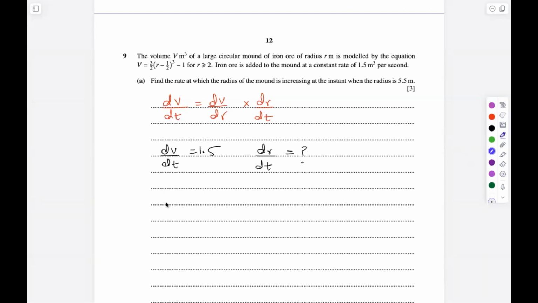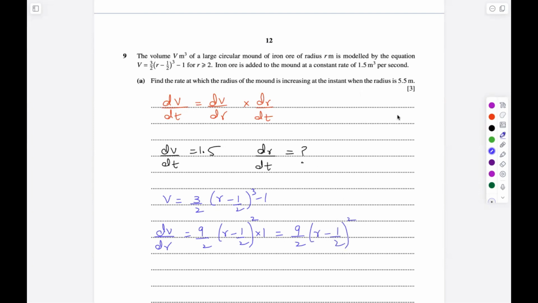So to find dV/dr, we'll first differentiate the expression for V. V is equal to 3/2 (r - 1/2)^3 - 1. Finding dV/dr, multiplying 3 by 3/2, that will become 9/2 times (r - 1/2). The power will decrease and become 2. The derivative of 1 is 0, and the derivative of r - 1/2 is also 1, so we'll just multiply it by 1. The expression will be 9/2 (r - 1/2)^2.